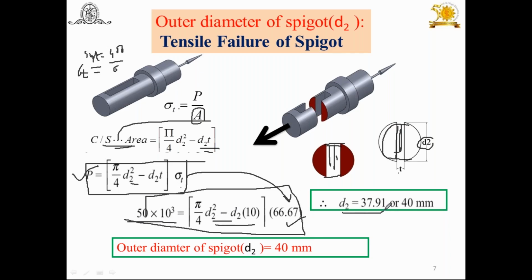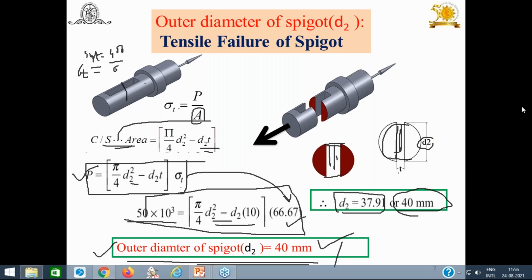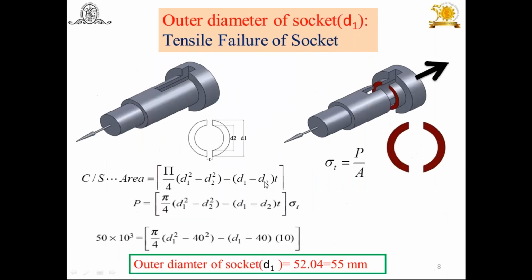D2 is equal to 37.91, or equal to 40. So this D2 is nothing but the outer diameter of the spigot or the inside diameter of the socket. Therefore, you can mention the outer diameter of the spigot or inside diameter of the socket is equal to 40 mm. This is about the D2. Now you have obtained D2. Now let us find out the D1.